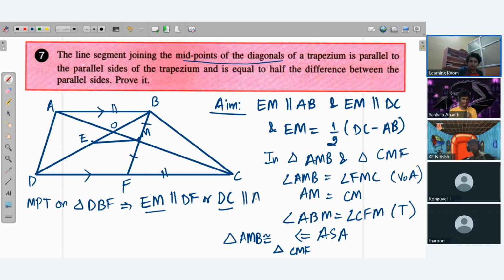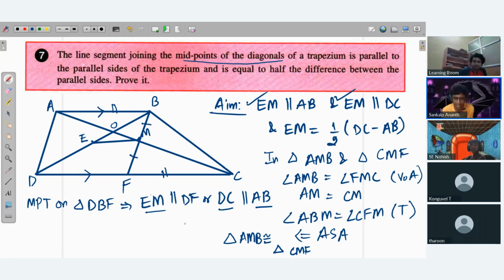EM is parallel to DC, but AB is half. We'll come to that. EM is half only for DF, we will come to that. EM is 1 by 4 only for DC. See, first of all, do you see the parallel part? EM is parallel to DC and AB. Yes, sir. Parallel for both, so this is done, both of them, right?